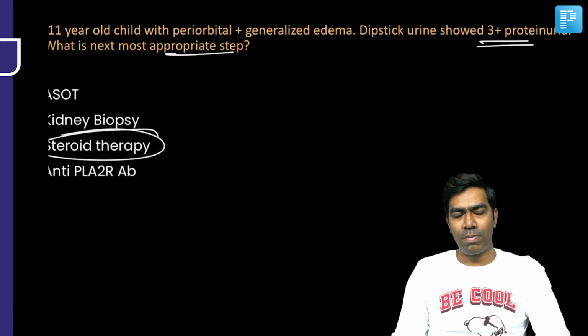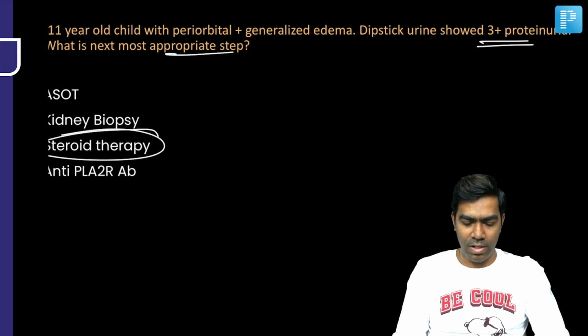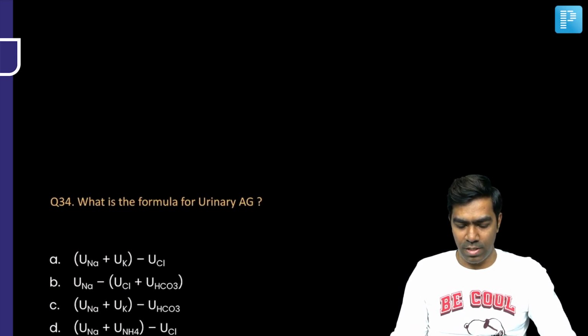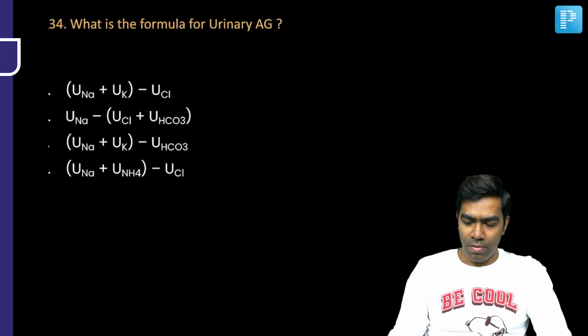In case you are experiencing steroid resistance or some problem with steroids like steroid dependency, then you can do a biopsy. Otherwise, it's not recommended. Straight away, you can start with steroid therapy. The right answer for this question is going to be option C because your suspicion is going to be minimal change disease.